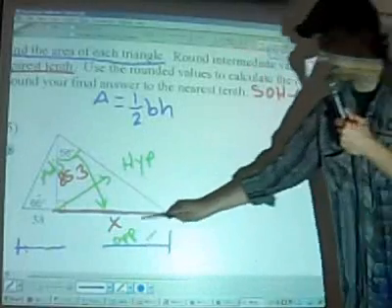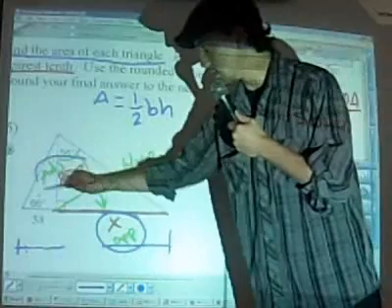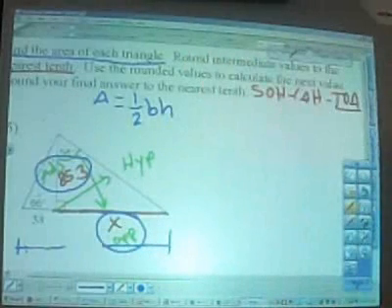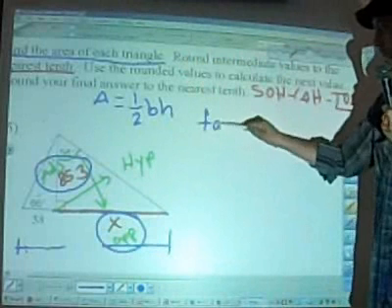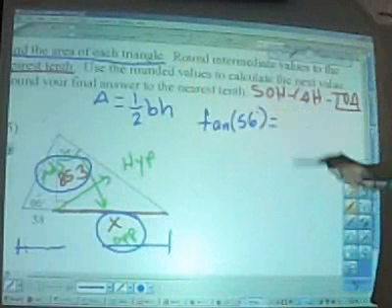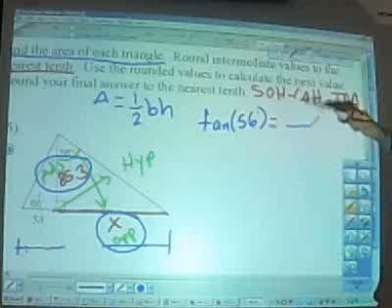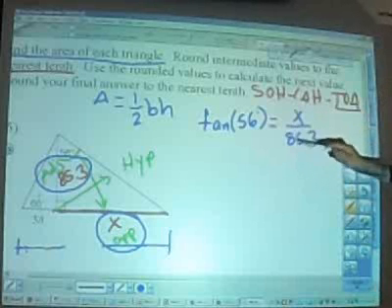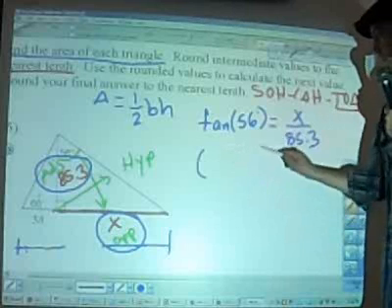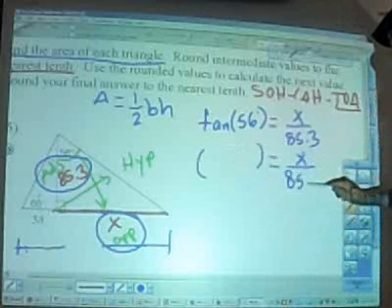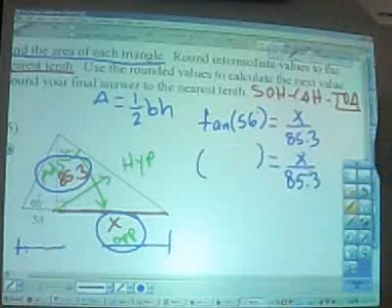So now we know I have the opposite and the adjacent. So that means I am using TOA, right? Again, we have the O and the A. So I'm just going to set it up like tangent of 56 degrees equals opposite over adjacent, so that's x over 85.3. Okay, so now I'm going to look up tangent of 56, just like I do in every other trig problem. In my calculator or in your table, whatever you want to do, alright? I'm going to use my calculator.